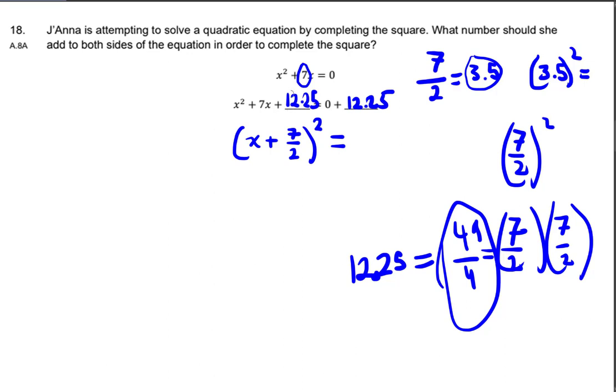I have to add that to both sides of the equation, 12.25. The reason I want to do that is because, with that 12.25 there, I'm basically saying that this is the same as this. And I can actually show you that that's the case.